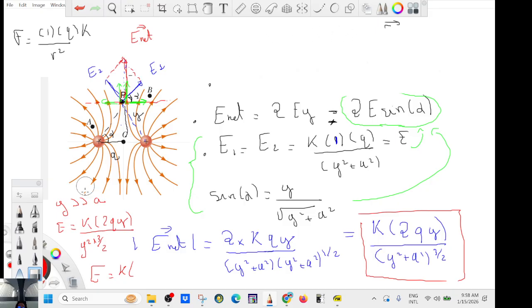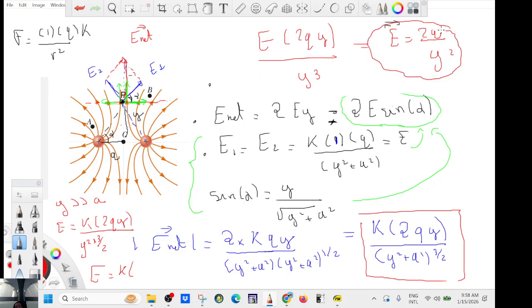Okay, so this is math. It's not physics, right? It's not physics because you are taking the limit. Always take it to the limit. Y to the 3, and that's going to be E equals 2Q over Y squared. Is it surprising or not?